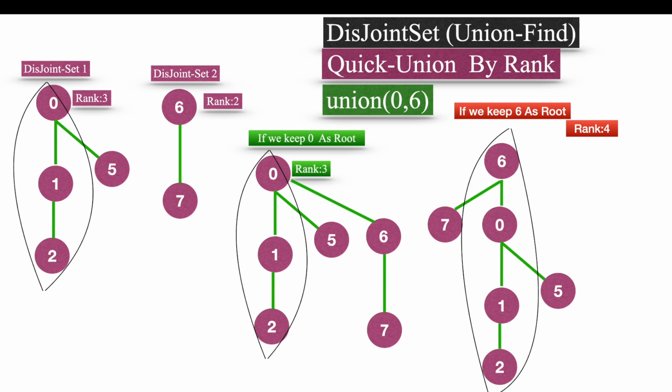So this is not the recommended way of connecting graphs. Whenever you are connecting graphs, maintain a rank, and whichever root has the highest rank, make that root the parent of the other graph, so that the height remains the same. So that's how we apply union by rank.